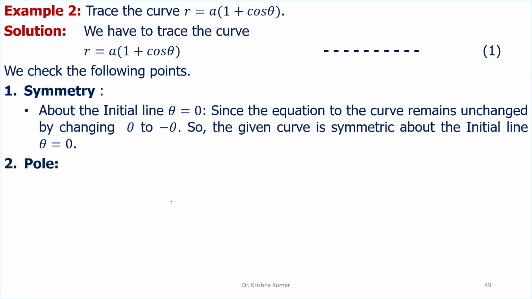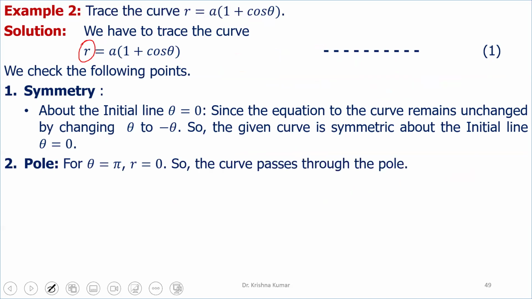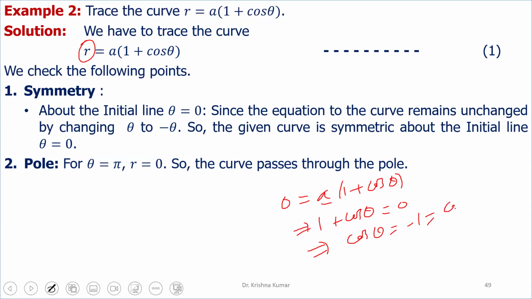Next point is about the pole. Does the curve pass through the pole or not? To check this, we just put r equals 0. If we put r equals 0, we get 0 equals a times (1 plus cos theta). Since a is not 0, 1 plus cos theta equals 0, so cos theta equals minus 1. And we know that cos pi is minus 1, so theta equals pi.